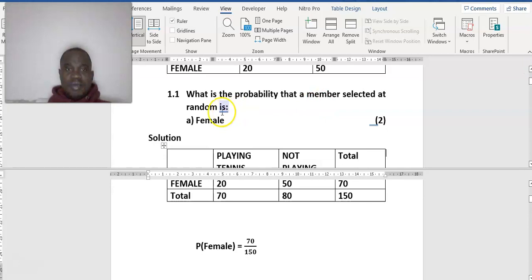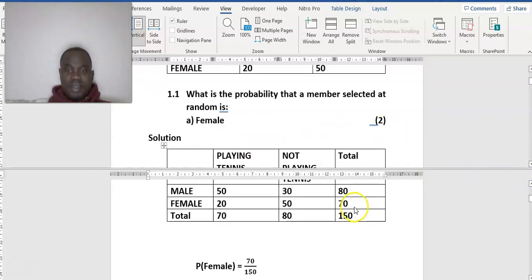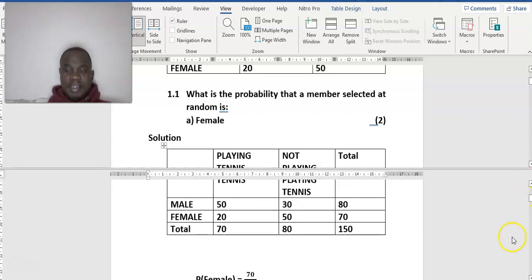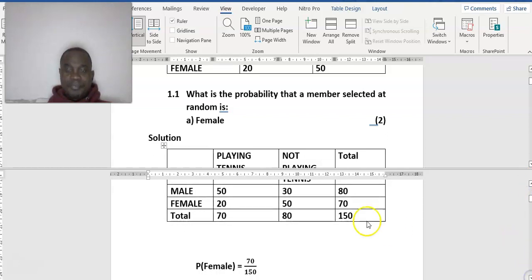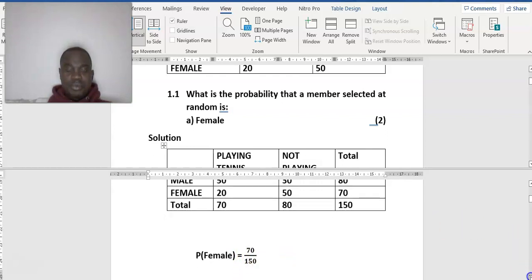It says, what is the probability that a member selected at random is female? So here, a member selected at random, where is the female? The total number of female is what? 70. So it's going to be 70 over the grand total, which is 150. So 70 over 150.